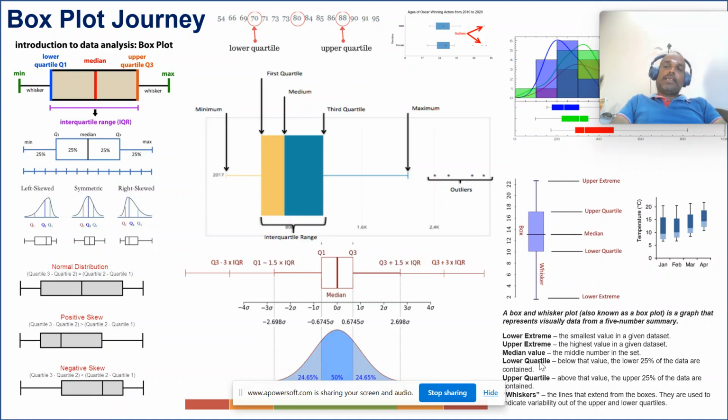Now we understand when we need to go with the box plot chart. I hope this is a nice session for you to understand the box plot. Predominantly, it tells about the central tendency of your data, capturing your mean, median, mode, and your outliers.